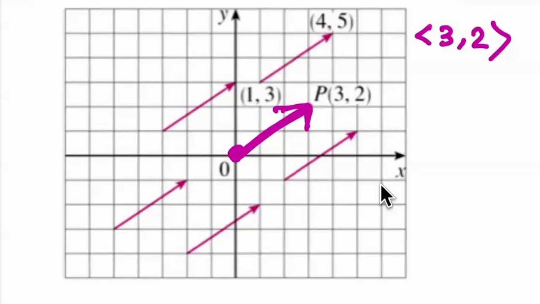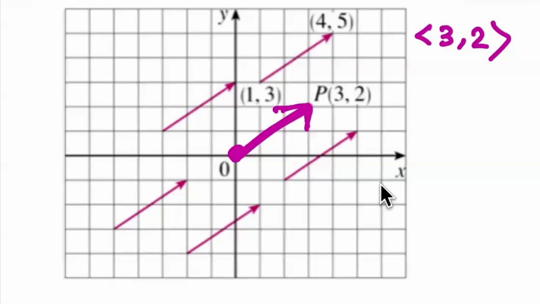How come you said we call them equivalent? All of these vectors over here have the same representation, 3, 2. You consider them as this 3, 2. So it doesn't have to start from the origin, as long as you point to the same direction.